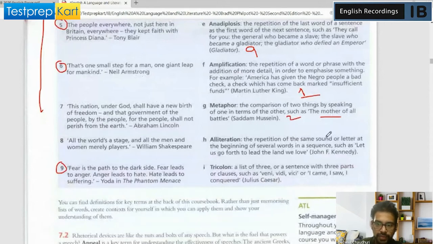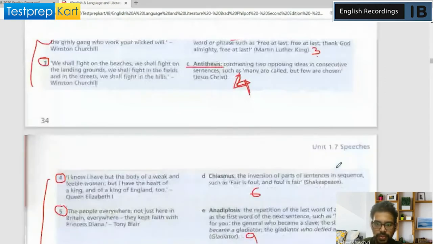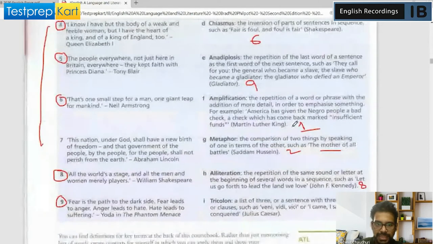Alliteration: the repetition of the same sound or letter at the beginning of several words in a sequence, such as let us go forth to lead the land we love. Repetition of the same sound. That would be eight. So what's left? One, two, three, four, five, six is left.